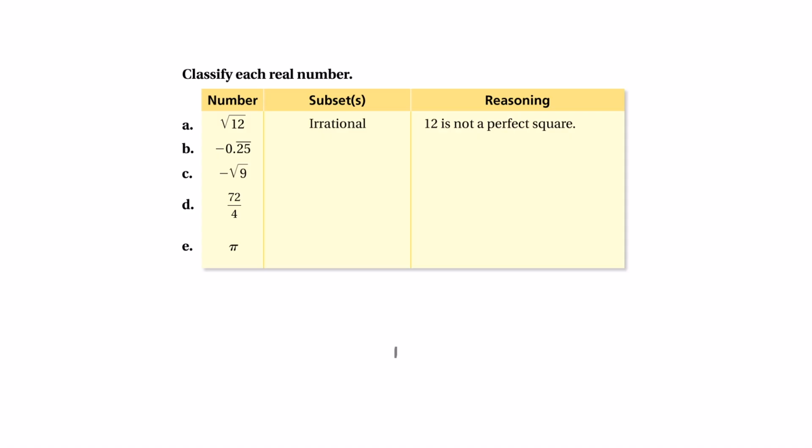Now let's take a look at -0.25 repeated. Now repeating decimals can actually be turned into fractions. And there's a whole algebraic process for doing that we can eventually learn. But 0.25 repeated would be actually the same thing as 25 over 99. And then it would be negative. So because that can be turned into a fraction, we would say that that is a rational number. Now, it doesn't fit into any other categories because it's not a whole number.